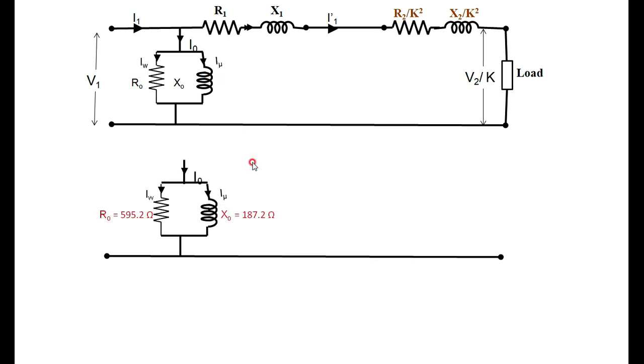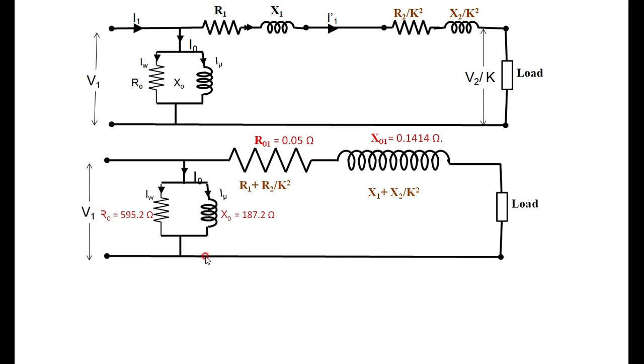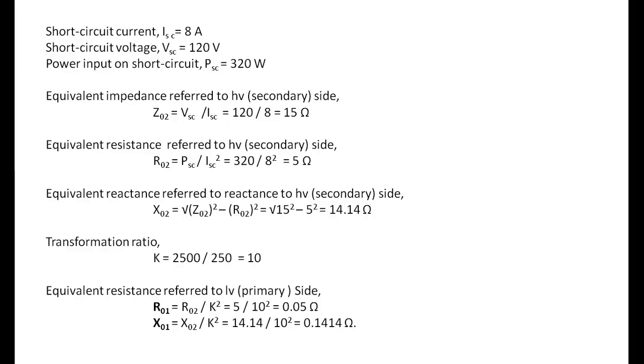Then further, if you are reducing, what I am getting here is, see here, it is referred to the primary side. Therefore it is R01, X01, R0 and X0. This you have to draw, the equivalent circuit diagram referred to the primary side. Then one more task is given as an exercise. We know the value of RO2.